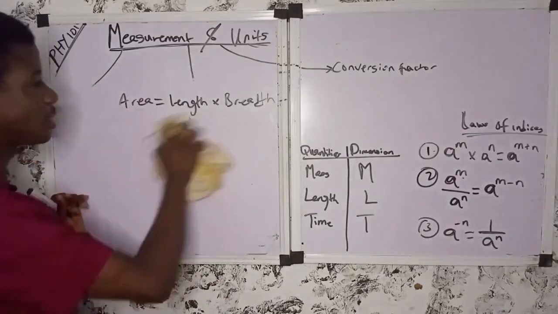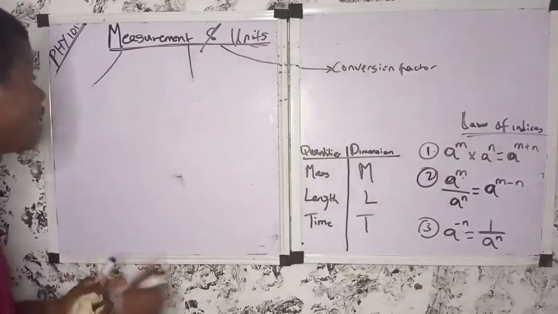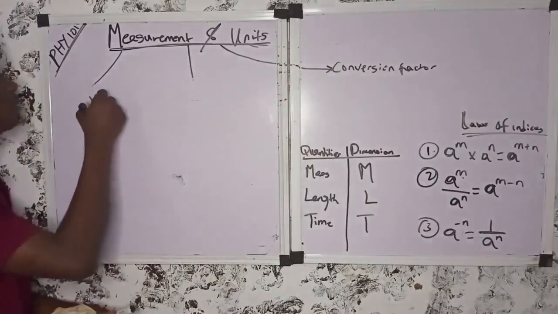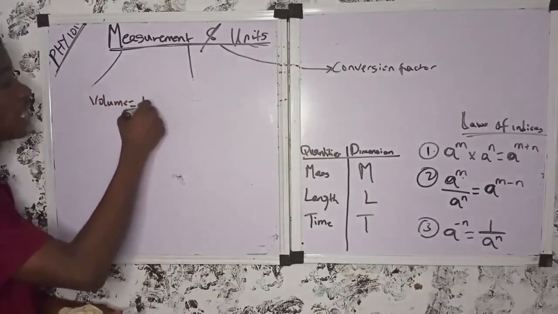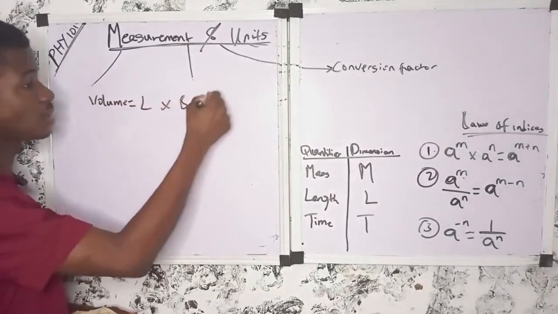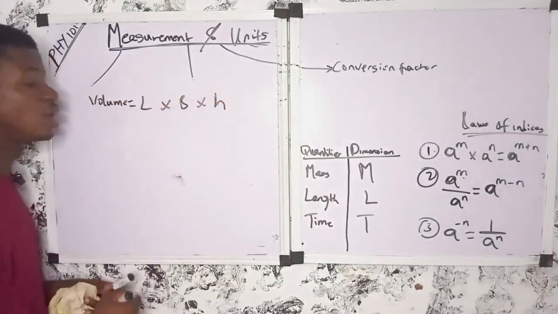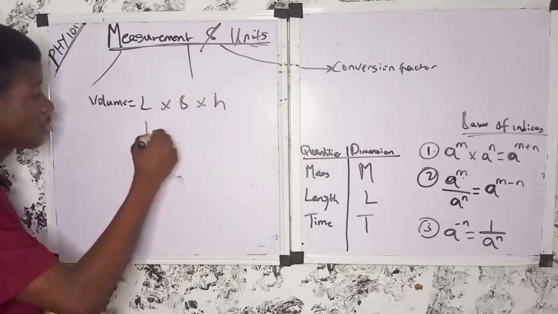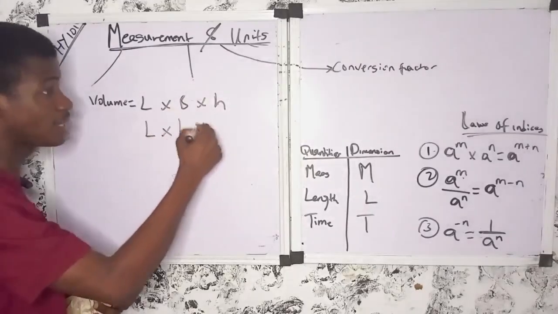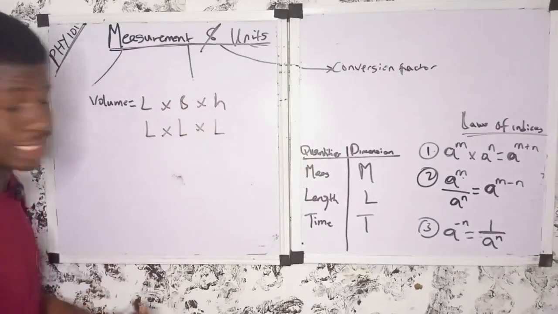Now let's use another derived quantity, volume. What is the formula for volume? The formula of volume is length times breadth times height, right? Yes. What is the dimension of length? It is L. What is the dimension of breadth? It is L. What is the dimension of height? It is L. I told you earlier, right?